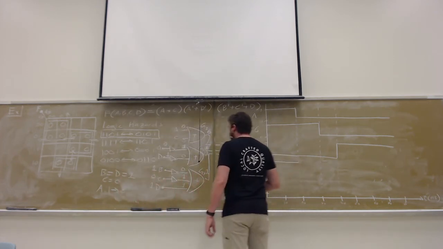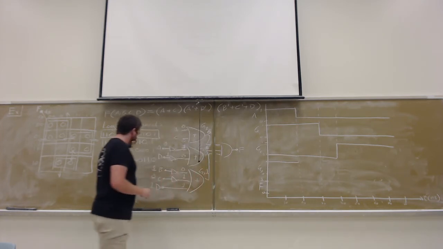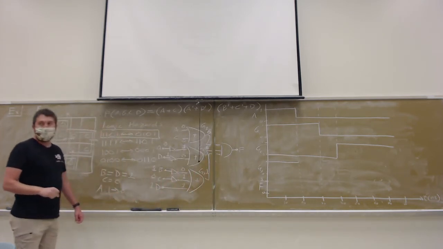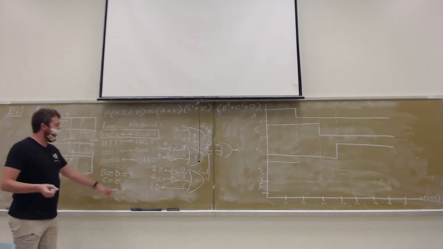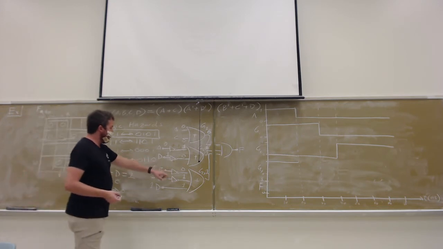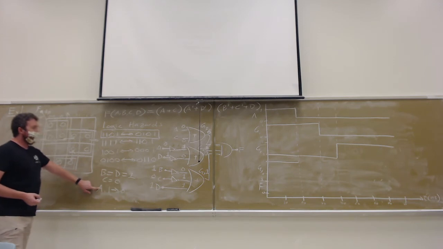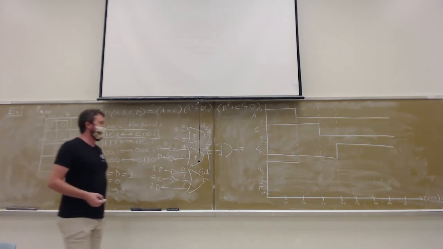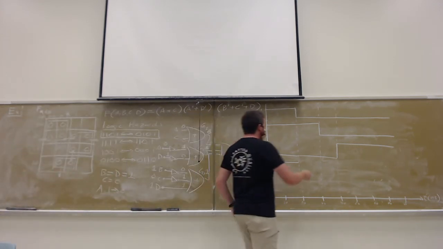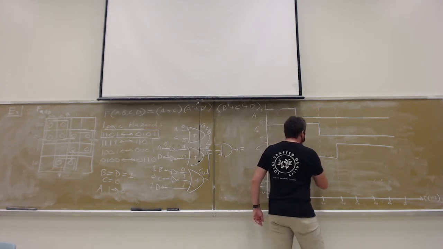Now, is G3 affected at all by the transition? No, it isn't, right? Because the input to gate 3 is just from B, C, and D, and those are staying static, and we're only changing A, right? So G3 isn't even affected at all by the output.